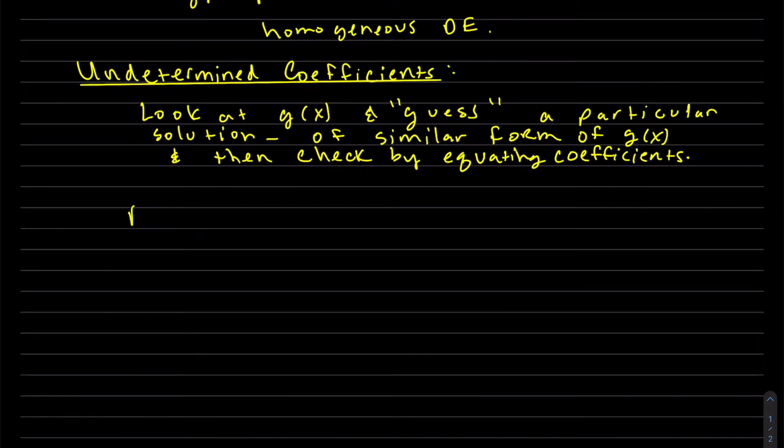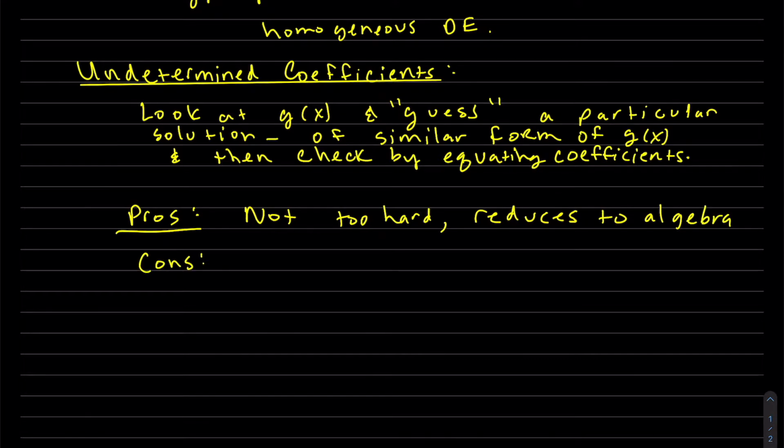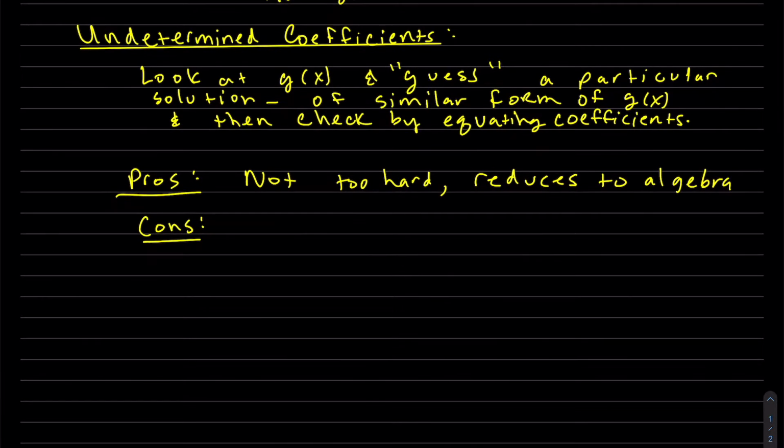So the pros of this technique is that it's not too hard, a little bit of algebra, and it basically, like I just said, reduces to algebra. The cons of this method is it only works for some functions. But they are common ones.